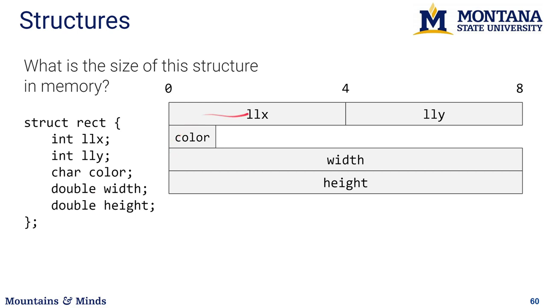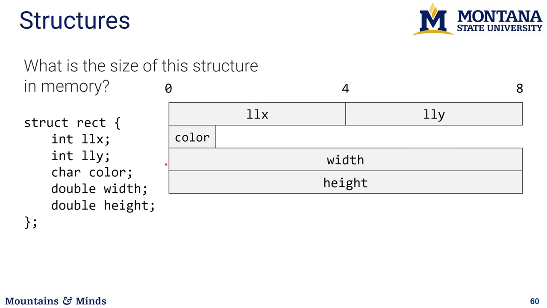So we can start LLX at 0, because 0 is a multiple of 4. We can start LLY at 4, because 4 is a multiple of 4. We can start the byte basically anywhere, because anything is a multiple of 1. But then we need to start width at an address that is a multiple of 8. Here we have 8, here we have another 8, and so this starts at 16.